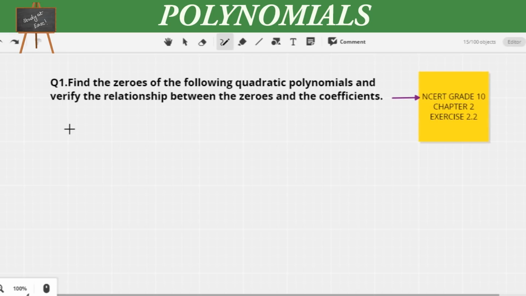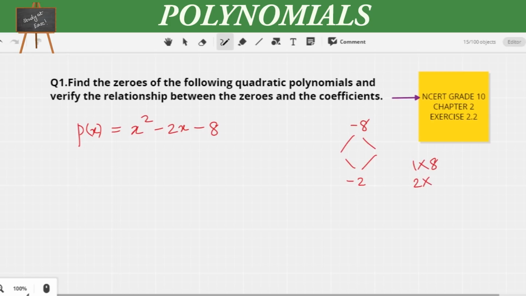So here the question is p of x is equal to x squared minus 2x minus 8. So I'm going to find the factors first by using the method of splitting the middle term. I'm drawing the four lines and writing the product on the top, which is minus 8, and the sum on the bottom, which is minus 2. Now in the middle, I have to find two numbers whose product is minus 8 and sum is minus 2.